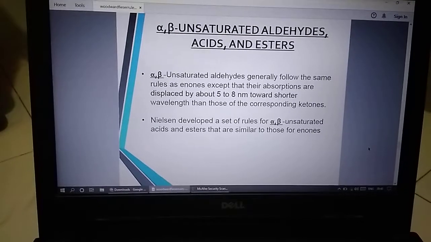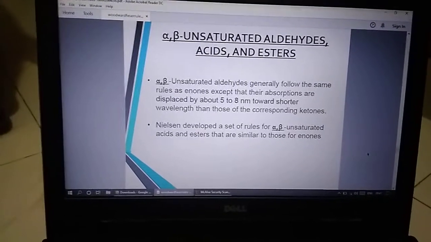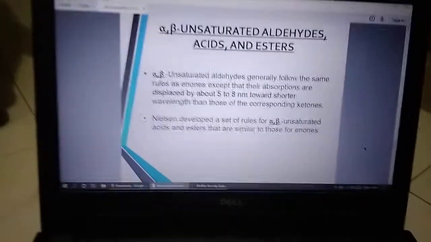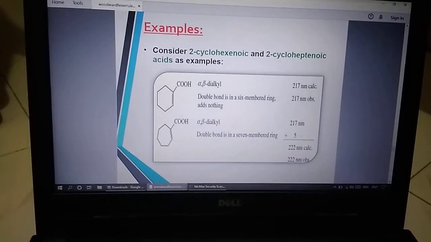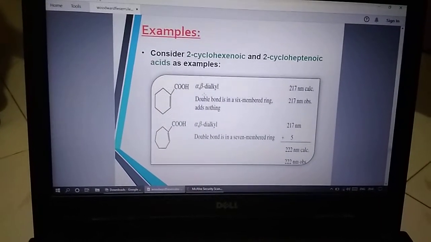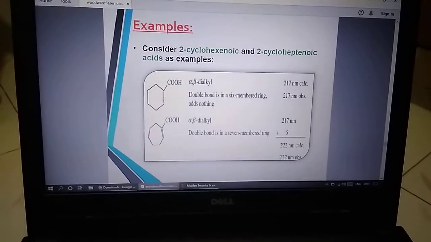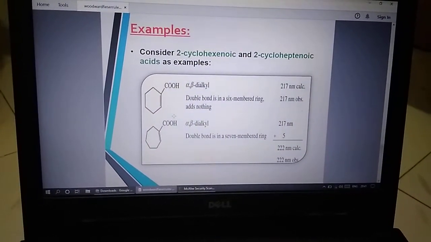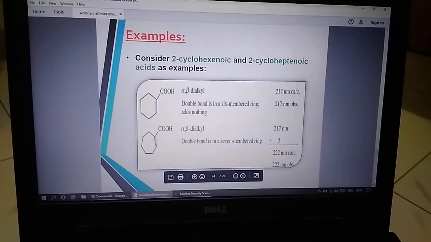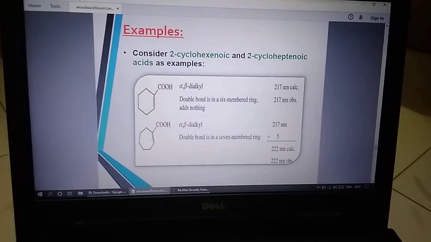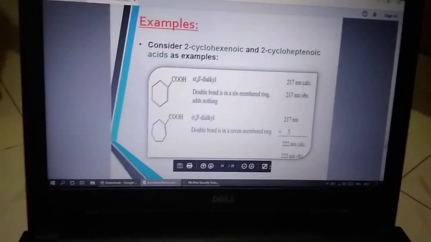Along with the Woodward-Fieser rules, Nielsen also developed some rules for alpha beta unsaturated acids as well as esters. This is a cyclohexenic and cycloheptenic. This is an alpha beta dialkyl. This double bond will not be considered. And this is also alpha beta dialkyl, but in a 7-membered ring. When the double bond is present in a 6-membered ring, it will not be considered. But when the double bond is present in a 7-membered ring, then you have to add 5 extra.